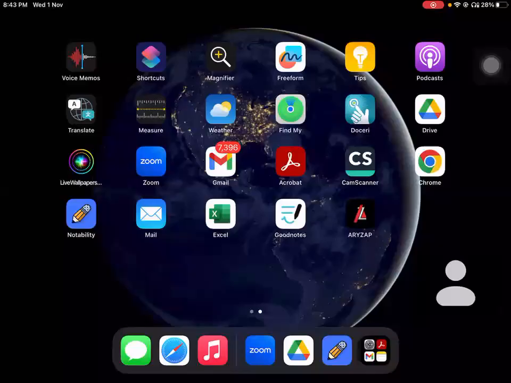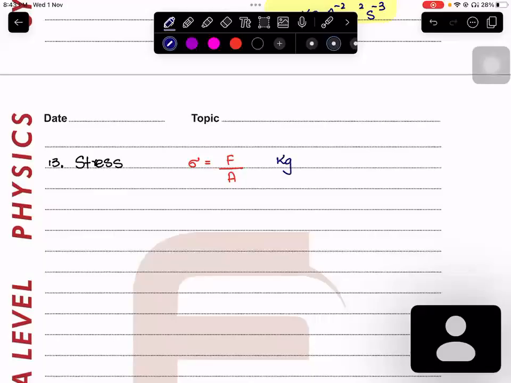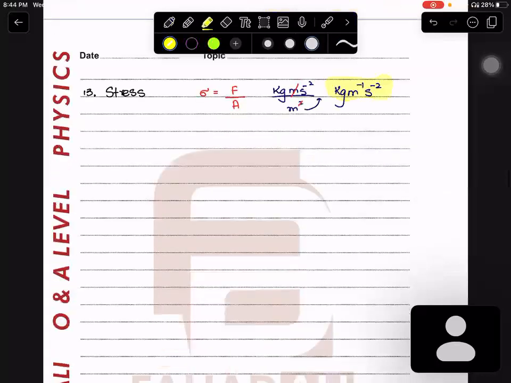kg m s minus 2 over meter square. One m cancels with one m, beta, going up: kg m minus 1 s minus 2. Aiza, are you getting the same answer? Yes. Okay, now let's move ahead. Let's talk about another section of base units.